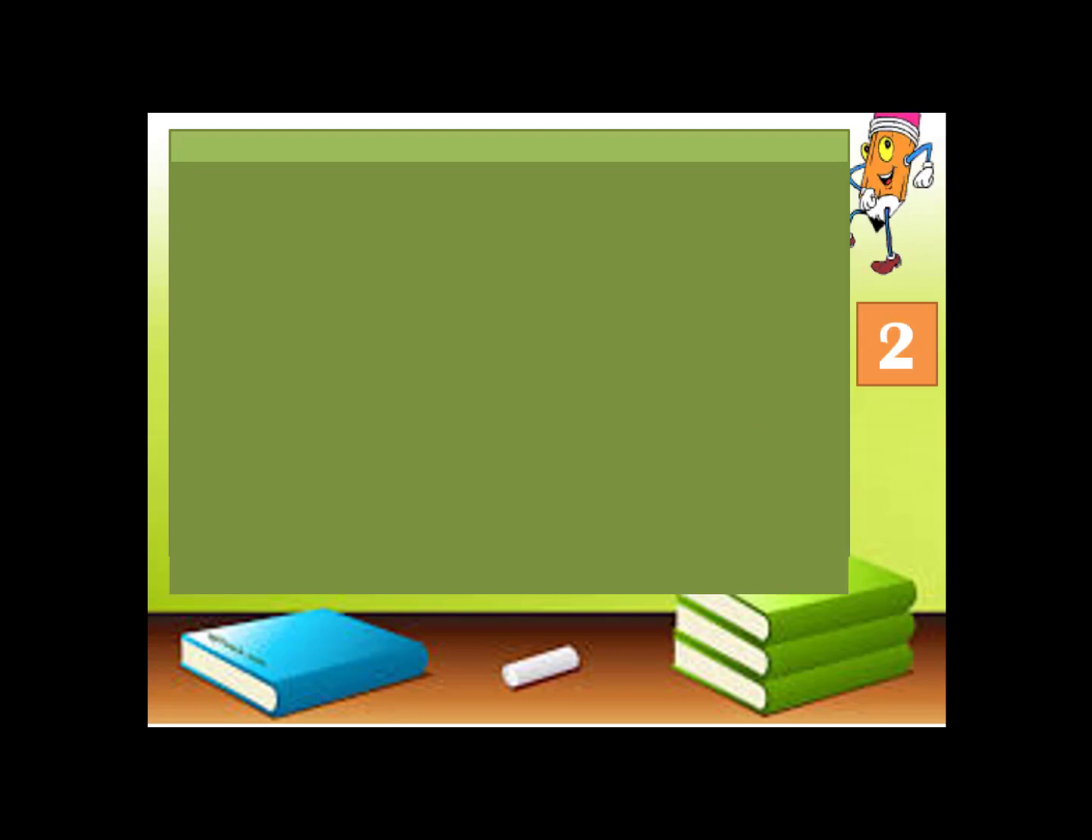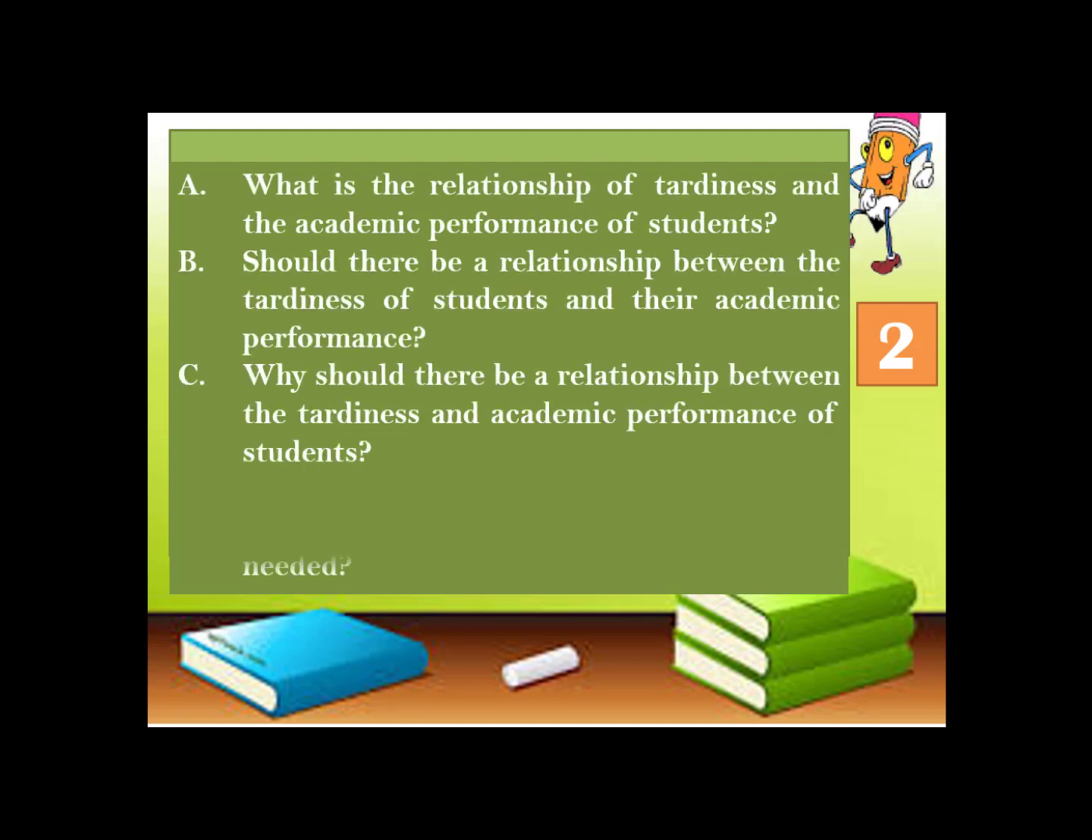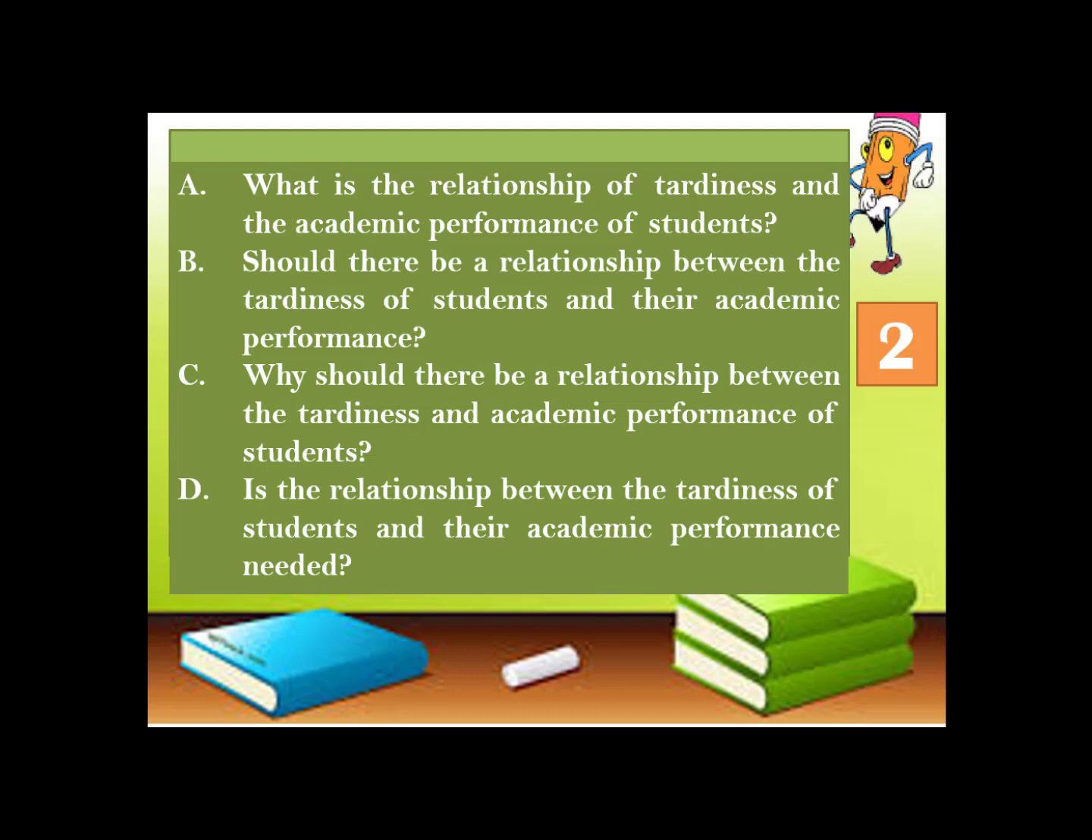How about for number 2? A. What is the relationship of tardiness and the academic performance of students? B. Should there be a relationship between the tardiness of students and their academic performance? C. Why should there be a relationship between the tardiness and academic performance of students? And D. Is the relationship between the tardiness of students and their academic performance needed?